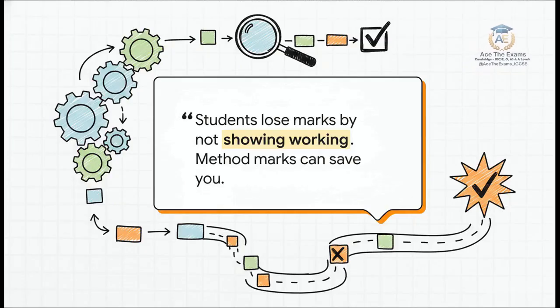Let's go back to our space mission analogy. If the rocket crashes, the engineers need the black box to see why it crashed. Your working out is your black box. The method mark strategy means you are rewarded for your pure logic.